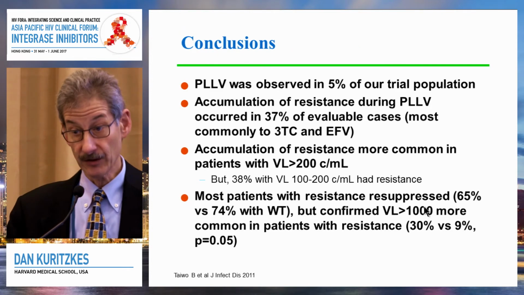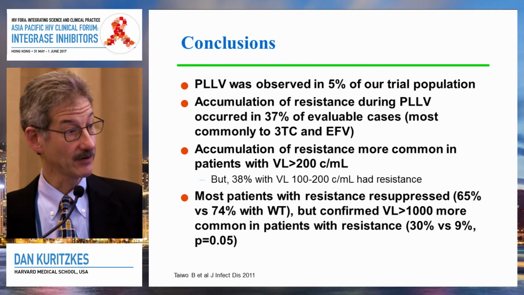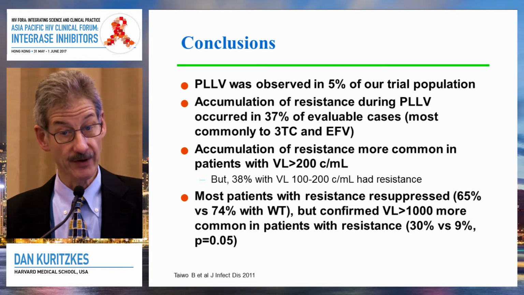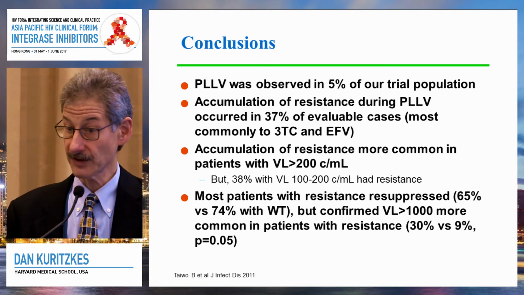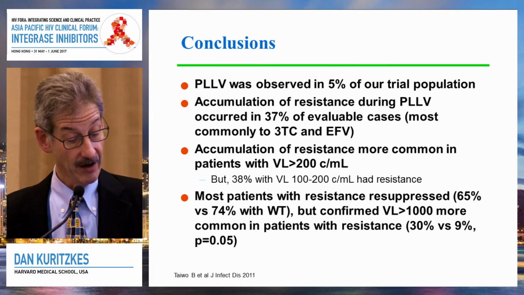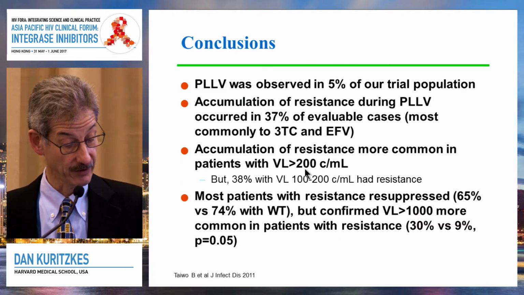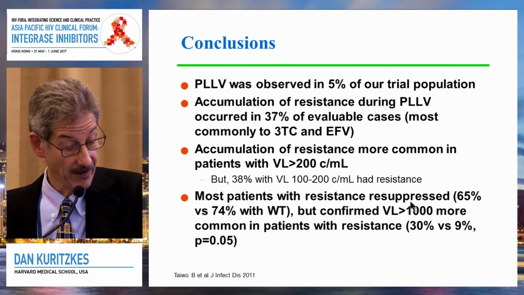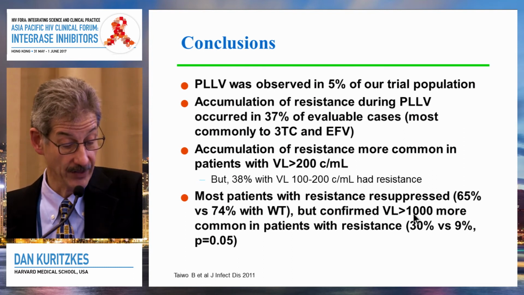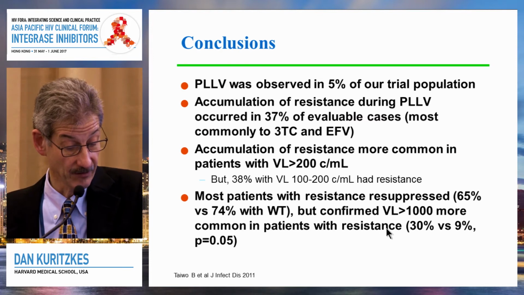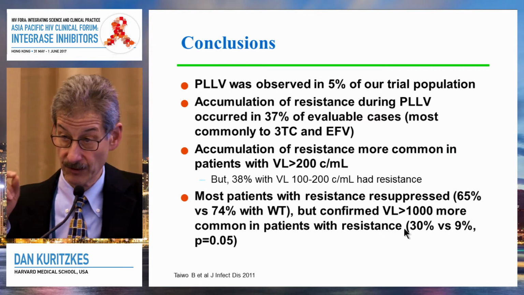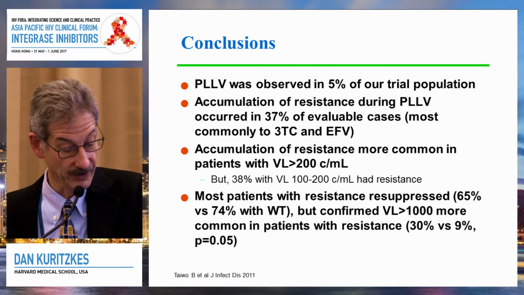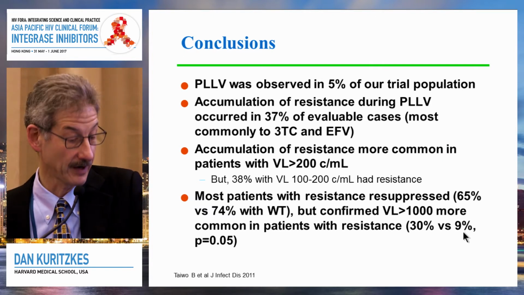So we found in the population overall persistent low-level viremia in about 5% of the participants who had long-term follow-up. A third of those with low-level viremia developed new drug resistance mutations while experiencing viremia, and this was most common in those with virus loads above 200. Interestingly, most of the patients resuppressed, but a confirmed virus load over 1,000 was more common in patients with resistance. That is, progressing to true virologic failure happened in 30% of those with resistance as compared to 9% who had wild-type virus.